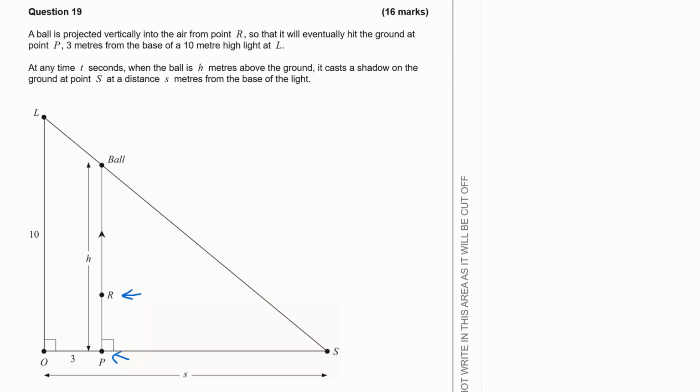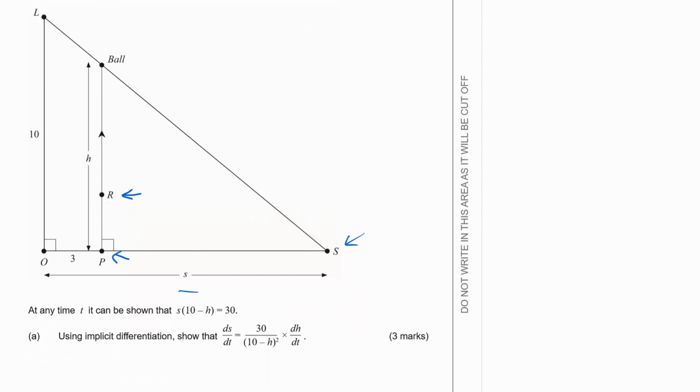At any time t seconds, when the ball is h meters above the ground, it casts a shadow on the ground at point S, which is over here on the right, at a distance of s meters from the base of the light, as we can see just here on the diagram. At any time t, it can be shown that s times (10 minus h) is equal to 30. Using implicit differentiation, show the following.